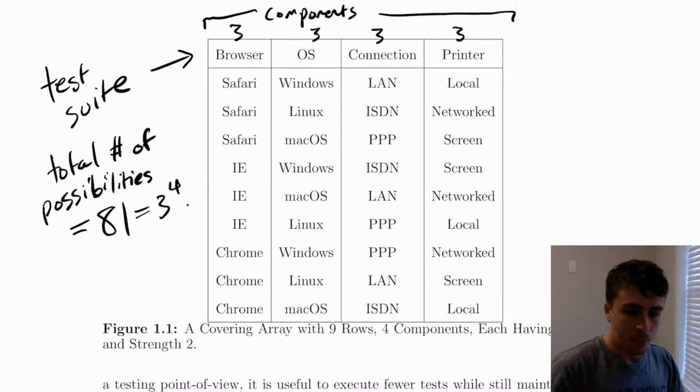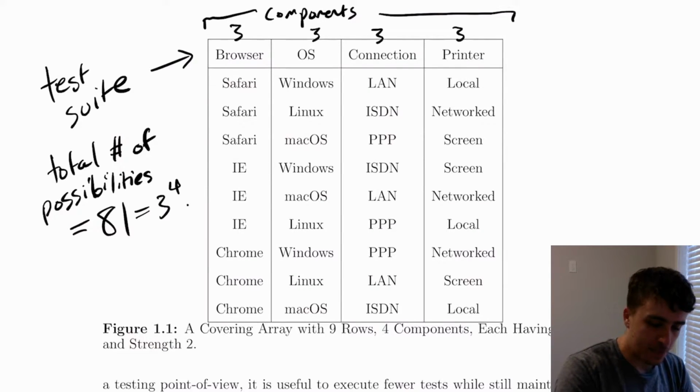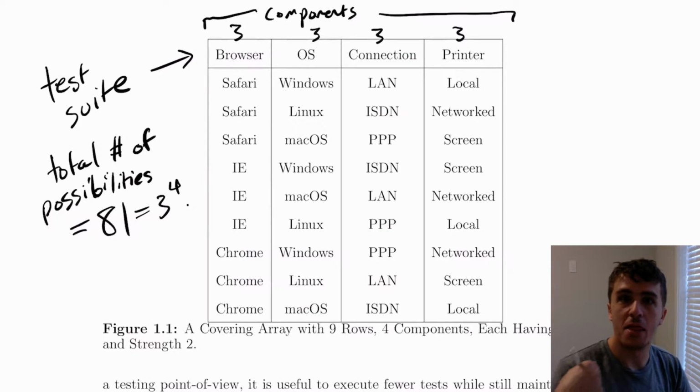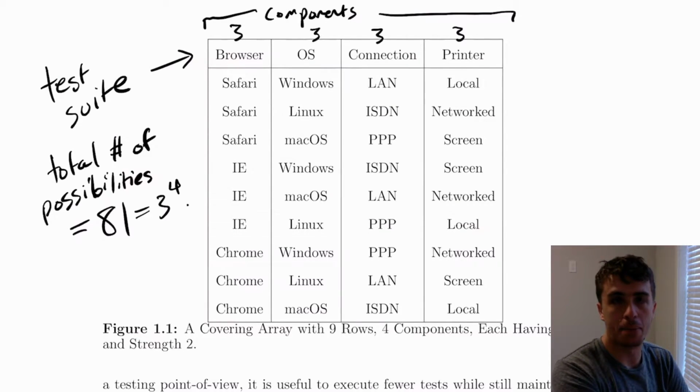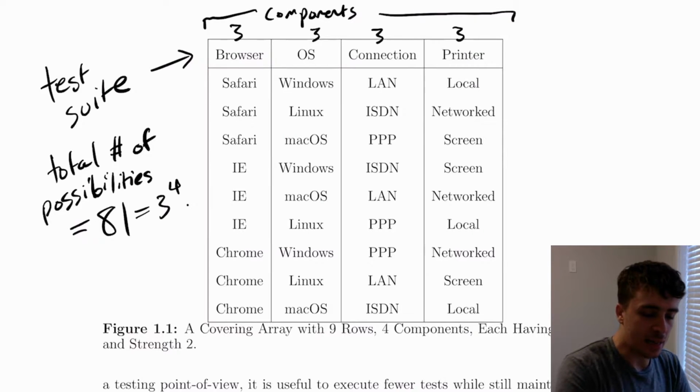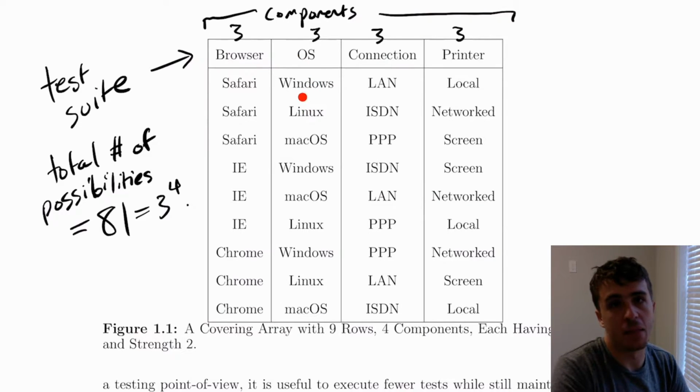we want to actually test the interactions of these components. It's unlikely that any choice of browser, operating system, and connection works, and then once I add the printer into the mix, things screw up. It's more likely that if I choose a browser and any one of them works, but then I pair it with an operating system, then that causes something to go wrong.